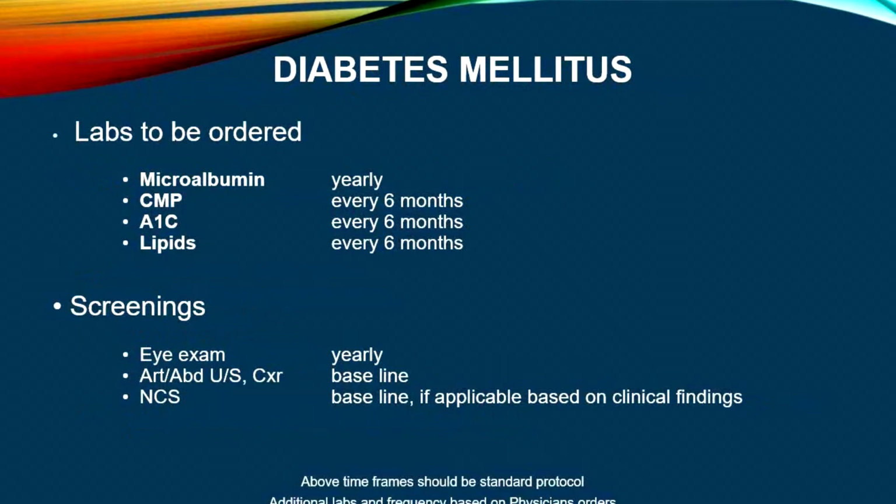For your diabetic patients, we have a secondary panel of protocols. So the labs that we order on our diabetic patients, we order microalbumins. They should be done yearly. Your CMPs, your A1Cs, and your lipid panels should be done every 6 months. We also encourage the providers that the diabetic patients should have an eye exam. They should have a baseline arterial or abdominal ultrasound and a chest x-ray, and they should, if applicable, have a baseline nerve conduction study.